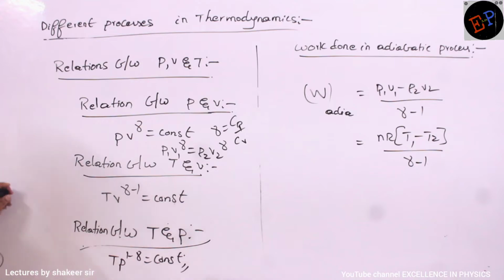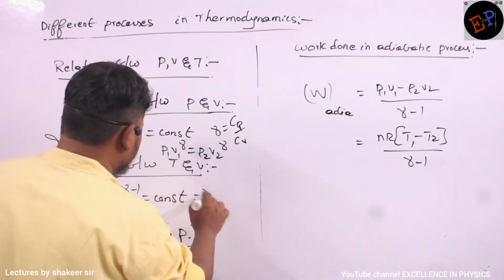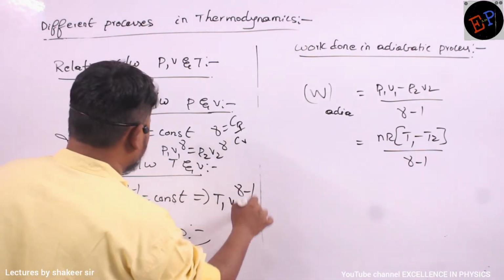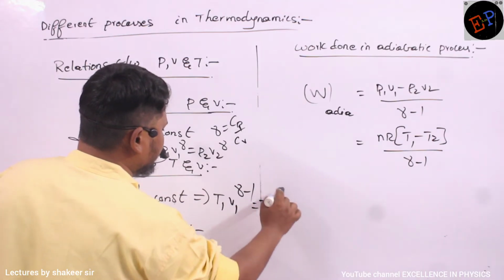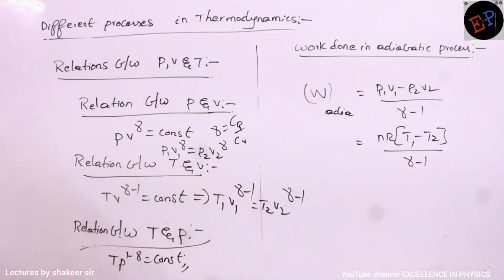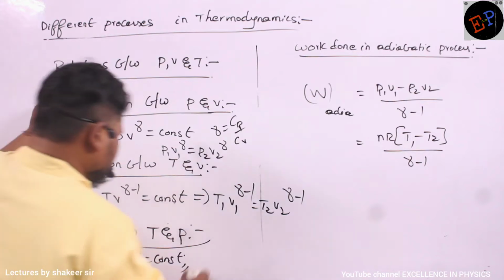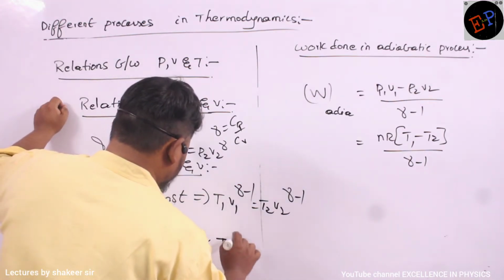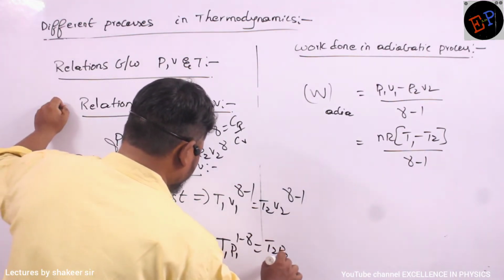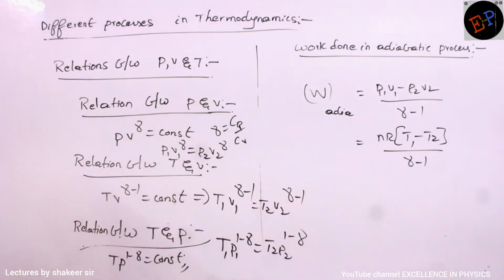Similarly, the relation between temperature and volume is TV power gamma minus 1. Again, in two different conditions, how can I compare? T1 V1 power gamma minus 1 is equal to T2 V2 power gamma minus 1. This is the equation. Understood? One more relation, between temperature and pressure, is T P power 1 minus gamma is a constant. We have derivations for all of them, but no derivation is required, just learn the formula by heart. Clear? So therefore, T1 P1 power 1 minus gamma is equal to T2 P2 power 1 minus gamma. These are the relations.